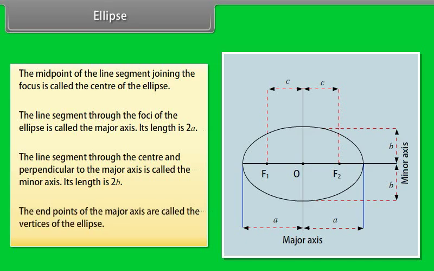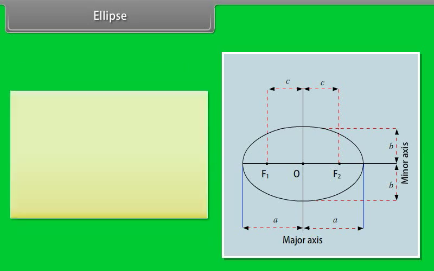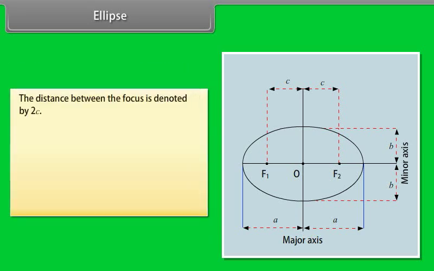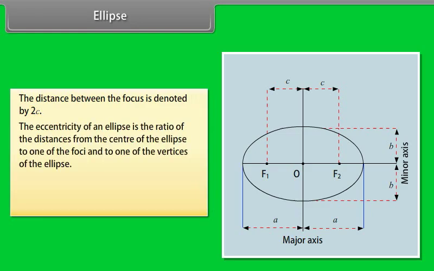The endpoints of the major axis are called the vertices of the ellipse. The distance between the foci is denoted by 2c. The eccentricity of an ellipse is the ratio of the distances from the center of the ellipse to one of the foci and to one of the vertices of the ellipse. That is, e = c/a.